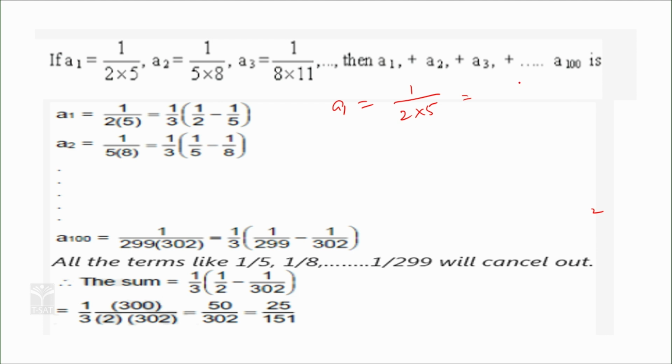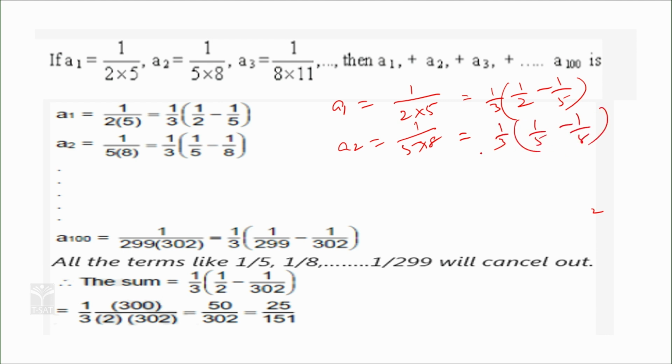Means you can write it as 1 by 2 minus 1 by 5. But 3 comes, so 1 by 3. Then it is okay. Next, A2 is equal to 1 by 5 into 8. You can write as 1 by 5 minus 1 by 8, which is 1 by 3. Do you understand this? So now we can take 1 by 3 common from all this.